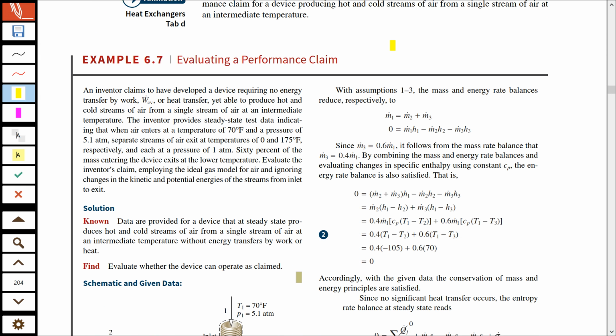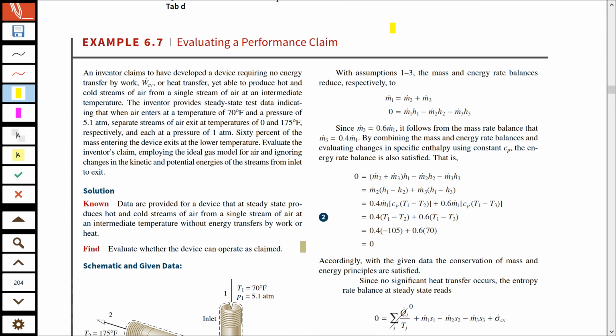Okay. Now this example also looks very complicated because the claim is very interesting, but there is no magic here. Actually, there is no trick here. If you just follow all the bits and pieces with care, you can verify the claim of this inventor. So an inventor claims to have developed a device requiring no energy transfer by work. So he doesn't need any electrical energy or any mechanical energy. He just wants to use the natural steam available.